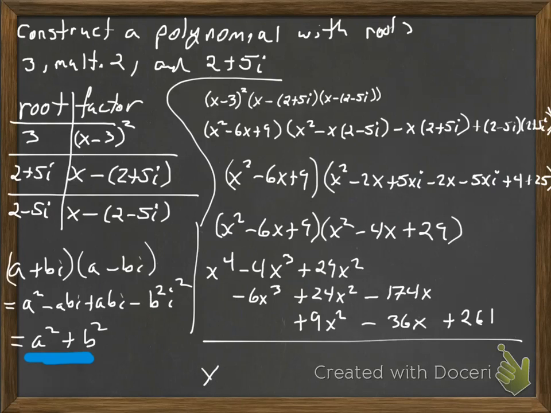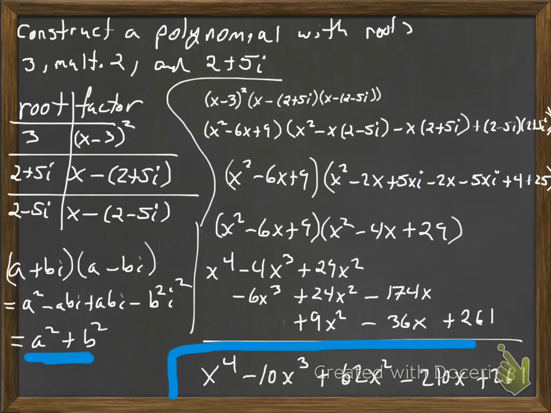Alright, everything's kind of lined up, so then we're just going to write our polynomial out. So x to the fourth minus 10x cubed plus 62x squared minus 210x plus 261. And that is our fourth degree polynomial that has root of 3 with multiplicity 2, and then 2 plus 5i as a root. And because complex roots come in conjugate pairs, we got the other one of 2 minus 5i. So that's our polynomial, and that's kind of the procedure for doing that.